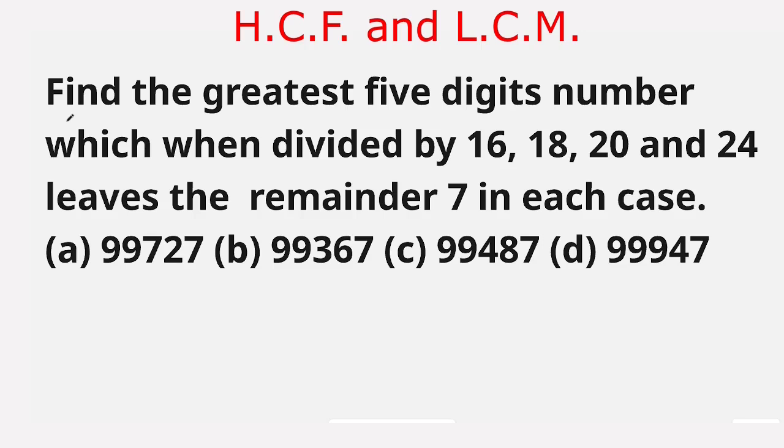Our question is, find the greatest 5 digits number which when divided by 16, 18, 20 and 24 leaves the remainder 7 in each case. The given options are option A, 99,727, option B, 99,367, option C, 99,487, option D, 99,947.